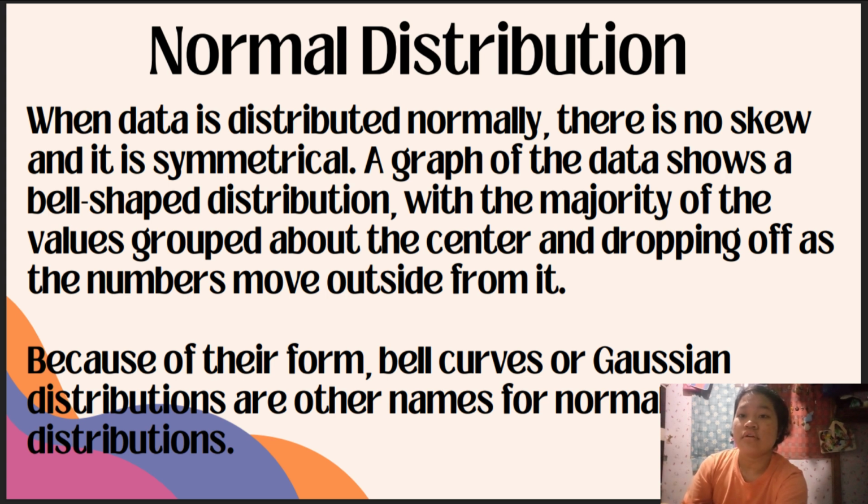The normal distribution is characterized by two parameters, mean and standard deviation. The mean determines the central location, while the standard deviation measures the spread or dispersion of the data. In a standard normal distribution, the mean is 0 and the standard deviation is 1.